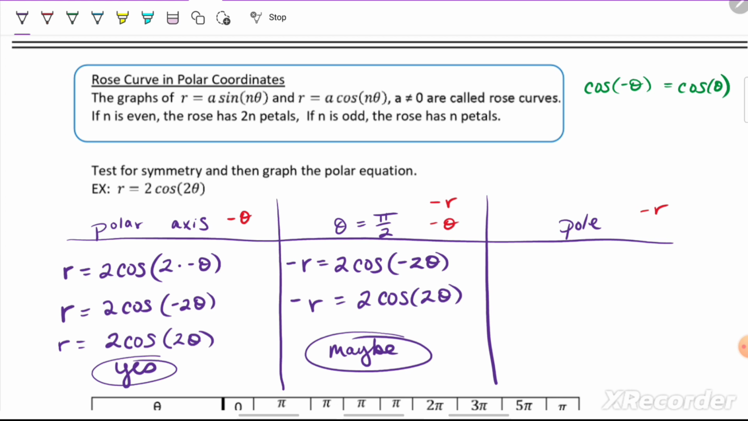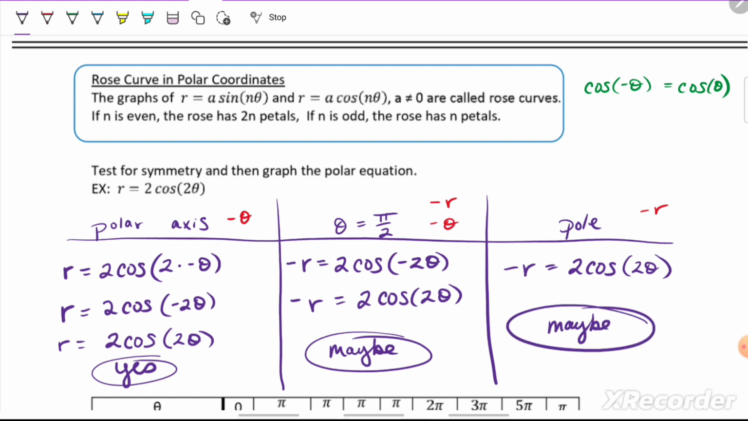And then lastly, we're testing symmetry with respect to the pole, where we're replacing just r with the negative. This is not the original, and there's no way for us to turn it into the original. Dividing by negative 1 isn't going to get there. So this is another maybe. The only kind of symmetry we can count on is symmetry with respect to the polar axis.